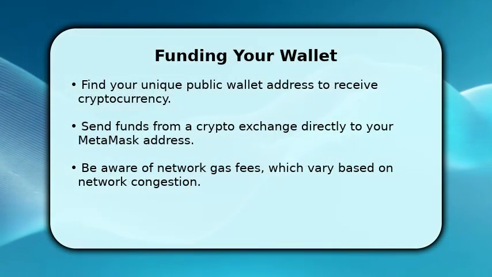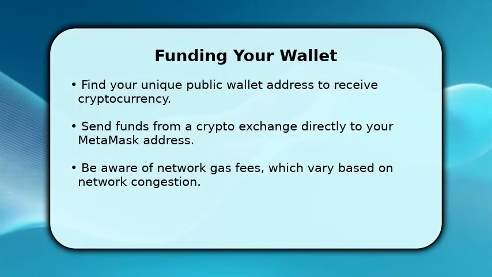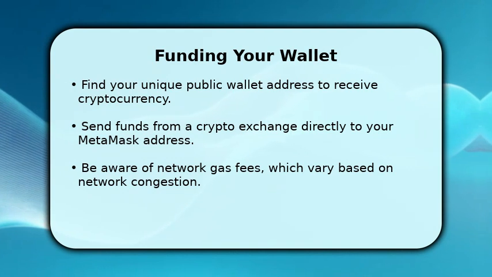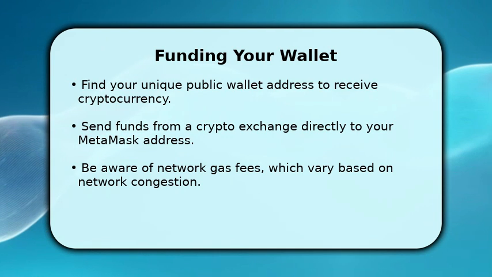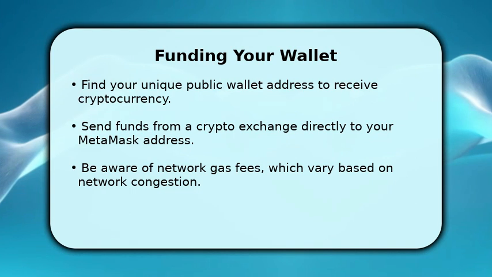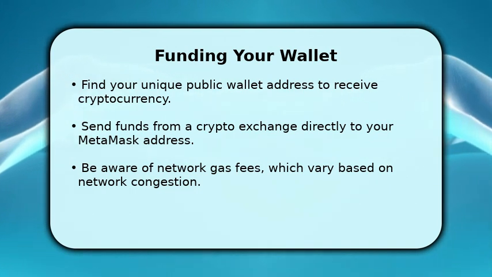Now that your wallet is set up, it's time to add some funds. Locate your unique public wallet address within MetaMask. This is where you'll receive cryptocurrency. You can then transfer funds from a centralized exchange, like Coinbase or Binance, directly to this address. Always double-check the address before confirming any transfer to avoid losing your assets.